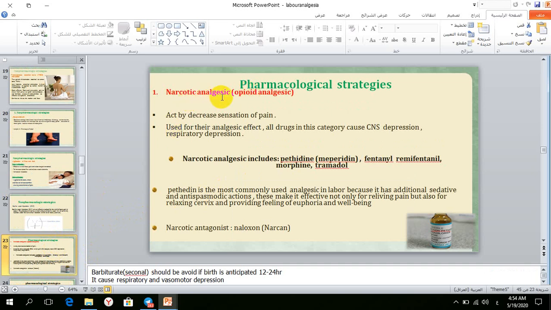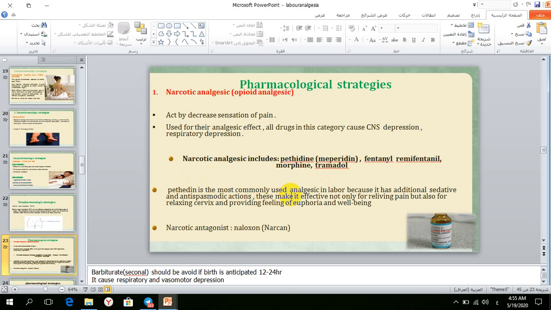Narcotic analgesics, the opioids. Pharmacological strategies act by decreasing sensation of pain, used for their analgesic effect. All drugs in this category cause CNS depression, respiratory depression. Narcotic analgesics include pethidine, fentanyl, remifentanil, morphine and tramadol. هذول كلهم narcotic analgesia.